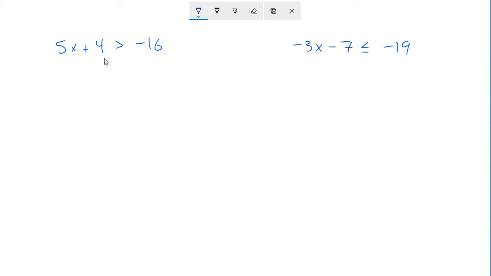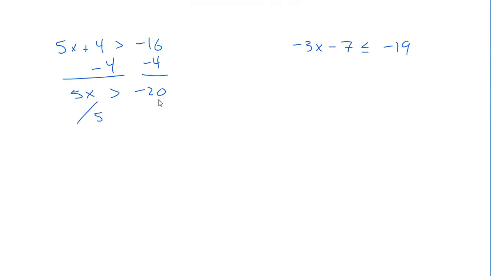Okay, in this first inequality, again, we want to isolate the x. So I'm going to move the 4 across by subtracting: 5x greater than negative 20. Then we want to divide by 5 to isolate the x. I end up with x greater than negative 4. Okay, so this is one of the solution regions that we want to deal with.